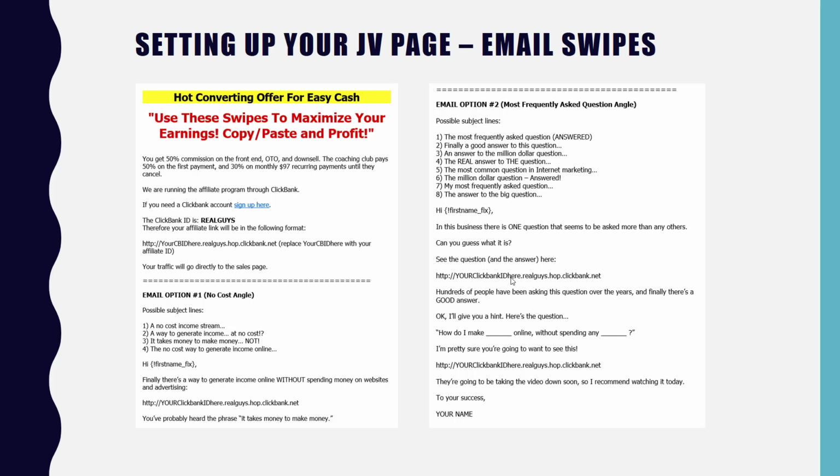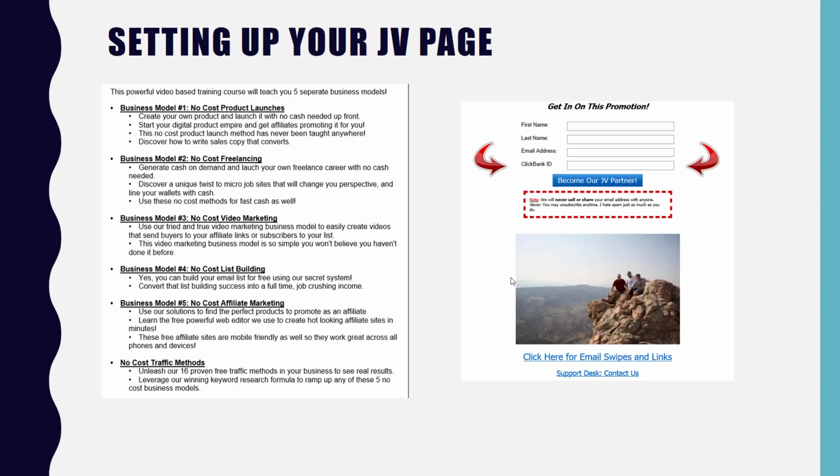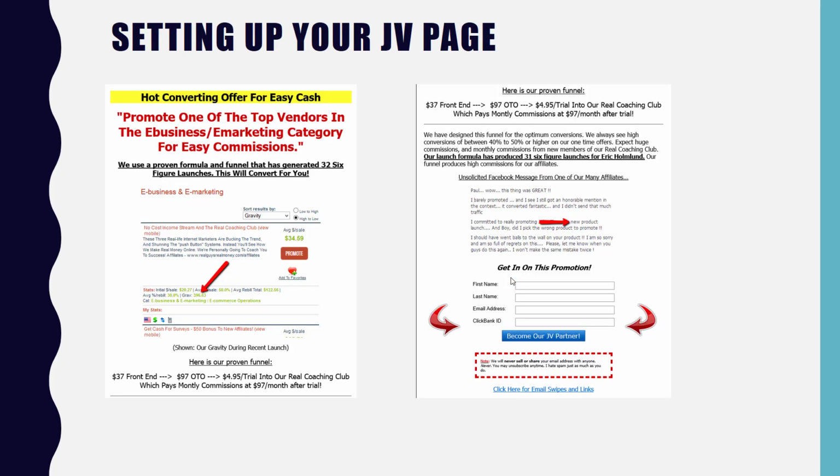And again, it's very easy to do. Have 2 to 3 email swipes. You can pull bullet points from your sales copy. That's why we're doing it in this order. And to set up your JV page, you can use one of the page building tools that we're going to talk about in the next lesson, or you could use Komposer, which is a free HTML editor, to create your JV page. But you can see here the JV page is short and sweet.